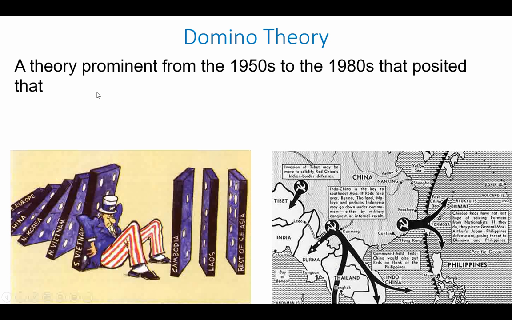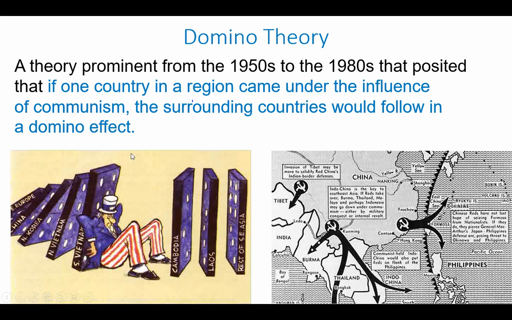Okay, so this was a theory prominent from the 1950s to the 1980s that posited that if one country in a region came under the influence of communism, the surrounding countries would follow in a domino effect. So here we have China. China had just become communist. The fear was that communism was going to spread to the Philippines. It was going to spread to the Koreas. It was going to spread to Indochina over here and all the countries that are there.